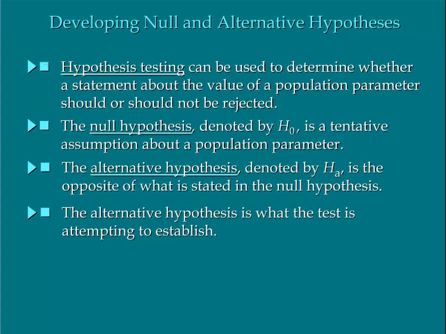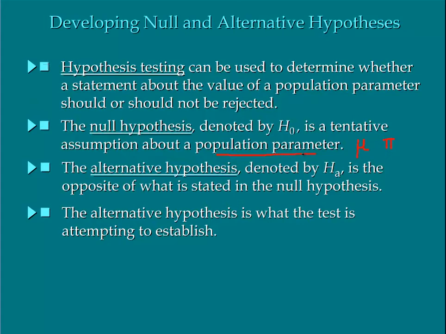The null hypothesis, which is denoted by H0, is a tentative assumption. Tentative means we'll make an initial assumption, but we might change that assumption later on. It is a tentative assumption about a population parameter. Just a quick remark: population parameters, for example, mu or pi, the population mean and population proportion. Those are the population parameters. So we actually make a statement about some population parameter.